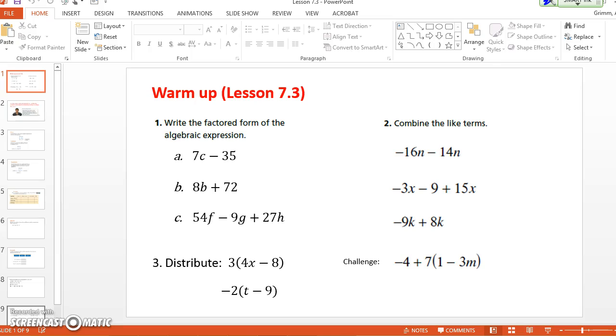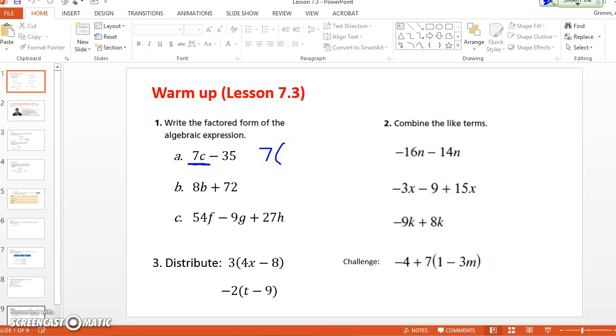So that number would be, Bobby? 7. Good. So I'm going to pull out a 7. Remember, this is where I talked about it was like Jeopardy. I'm giving you the answer. You kind of have to come up with the question. Okay? So 7 times what gets you to 7C? Nick? No, not to 7C.